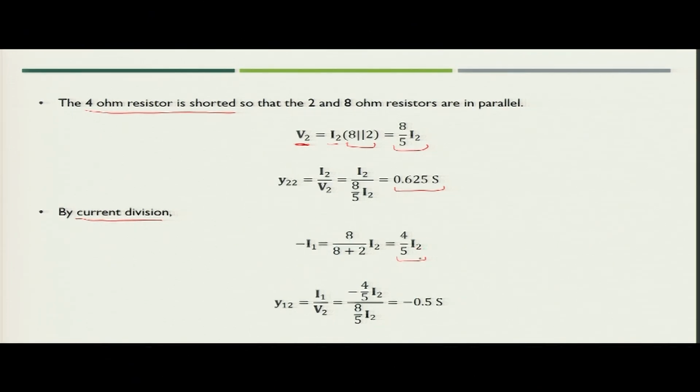Now, you have I2 and I1 in terms of I2. So, you can simply calculate the value of Y12, that is I1 upon V2, equal to, you put the value of I1 as minus 4 by 5 I2 divided by the value of V2 which you calculated, that is 8 by 5 I2. So, when you simplify, you will again get the value of y12 as minus 0.5 Siemens.